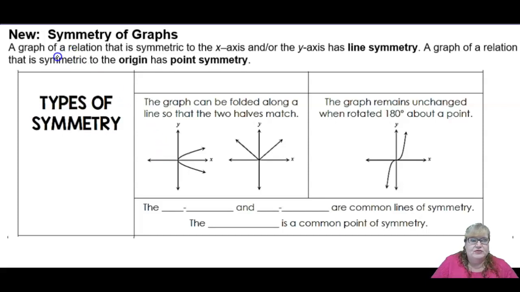All right, so symmetry of graphs is a concept you learned about in geometry or even before. A graph is a relation that is symmetric to the x-axis or the y-axis. A graph that is symmetric has line symmetry. So you can fold this graph right along the x-axis and it would match up with itself. Okay, so this is line symmetry.